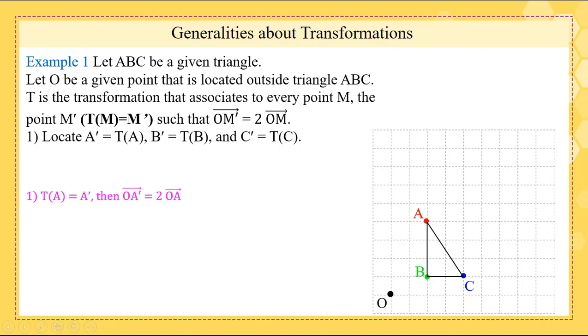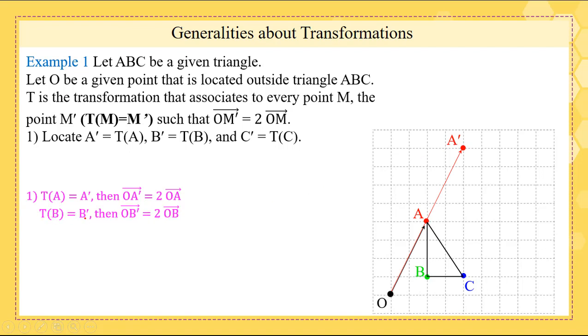Now if T of A is equal to A prime, then A prime plays the role of M prime and A plays the role of M. So we put A prime instead of M prime and A instead of M. We get vector OA prime equal to vector OA. This means O, A prime and A are collinear and OA prime equal to OA. In this case, A must be the midpoint of the segment A prime O. So A prime must be in this position.